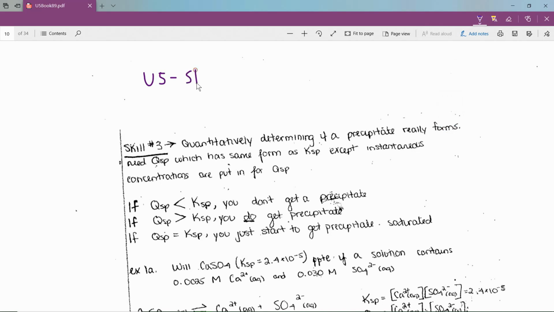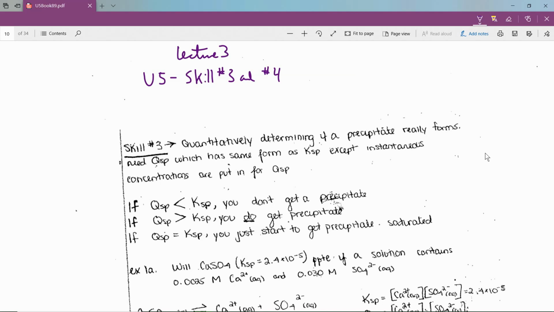Unit 5, skill numbers 3 and 4. So this is Lecture 3 in Unit 5. And we just keep going on from where we learned about skills 1 and 2. In skill 3, we're going to quantitatively determine if a precipitate really forms. You know, in those qualitative solubility tables with all those little I's for insoluble, also known as sparingly soluble, and S for soluble, there are all those little ones. Those are all rough ideas.